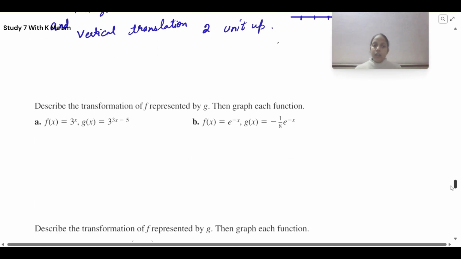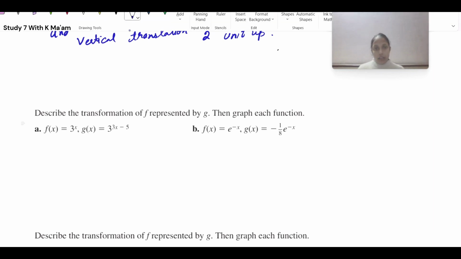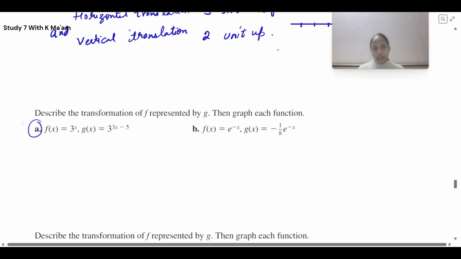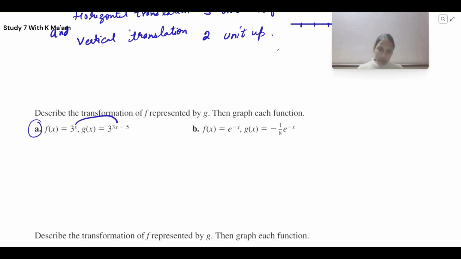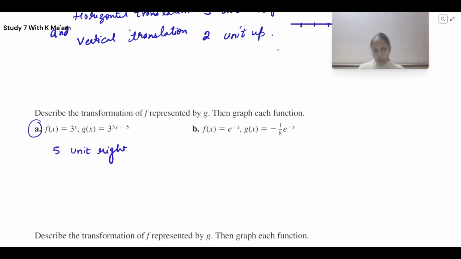Next, we have to describe the transformation. I will do this: 3 power x is changed to 3 power 3x minus 5. Something is multiplied with this x. Or you can say x is changed to x minus 5, and then x is multiplied by something. I will write horizontal translation 5 units right.